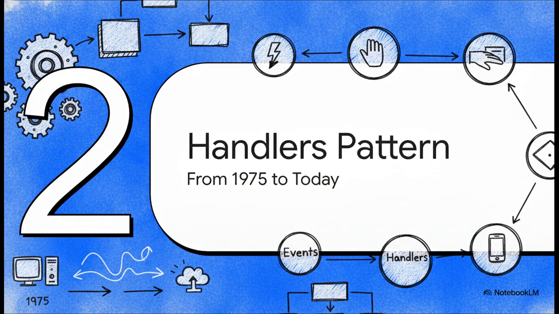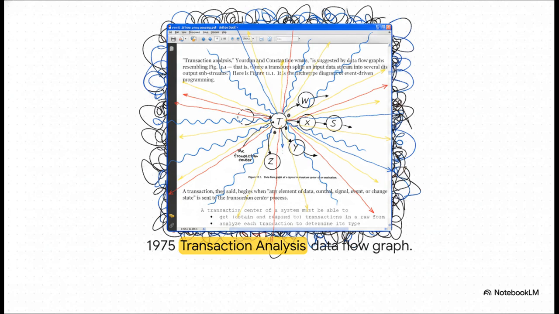Moving right along to Section 2, the handler's design pattern, tracing it from 1975 to today. We're going to trace this logic back to its historical roots to see how developers first wrestled with this concept. The 1975 Transaction Analysis Data Flow Graph by Jordan and Constantine might look a bit like a tangled web from a vintage textbook, but honestly, this is widely considered the ultimate archetype of event-driven programming. It introduced this brilliant concept of a central hub, which they called the transaction center, that takes in an incoming stream of data and splits it into specific outgoing substreams based entirely on what just happened.